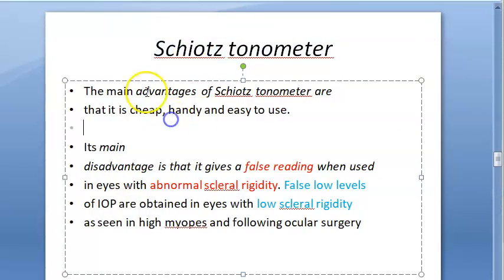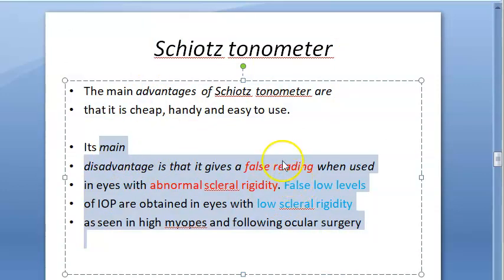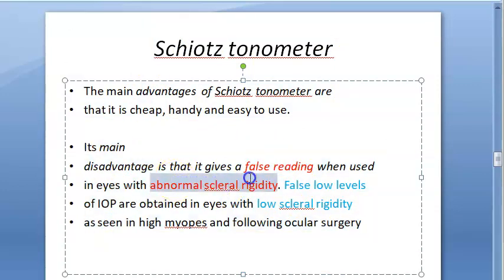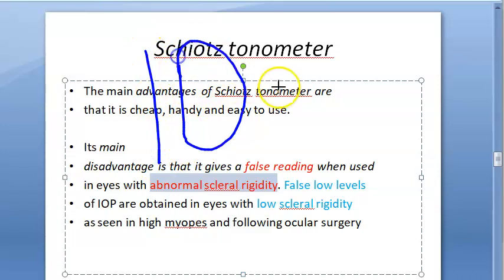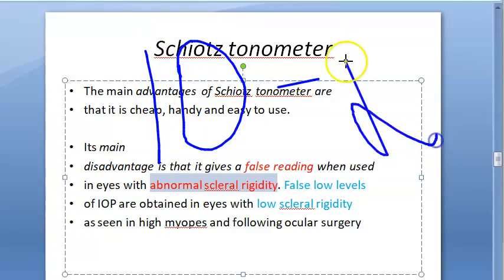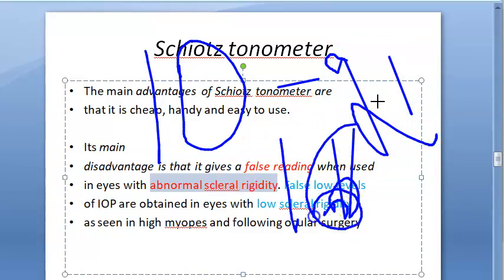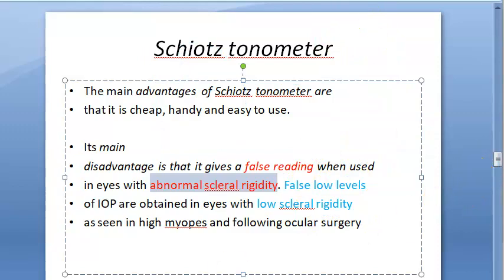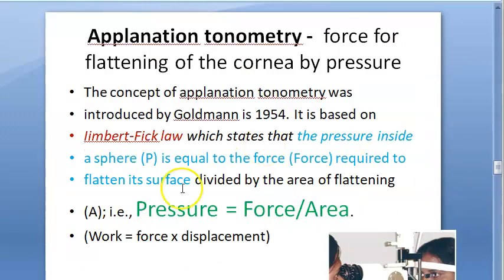So basically Schiotz Tonometer is cheap, handy, etc. The disadvantage is that it can give a false reading. If there is abnormal scleral rigidity in high myopes, it can happen. See, the normal IOP should be 10 to 21 millimeter of mercury. Okay, average around 16. So 10 to 21 millimeter of mercury is normal. Okay, so that normal at least you should know, right? Above 22, it will be raised intraocular pressure.